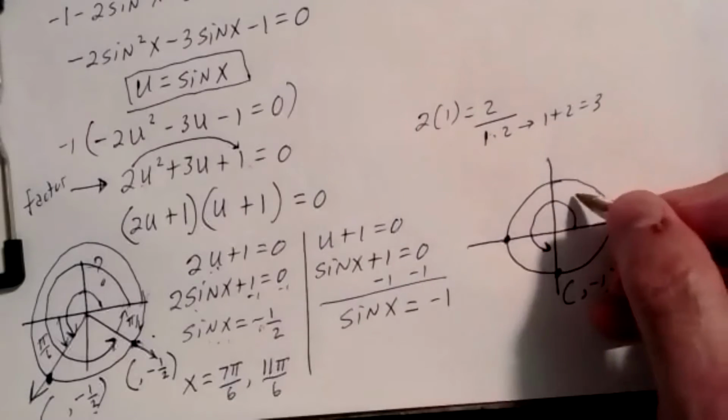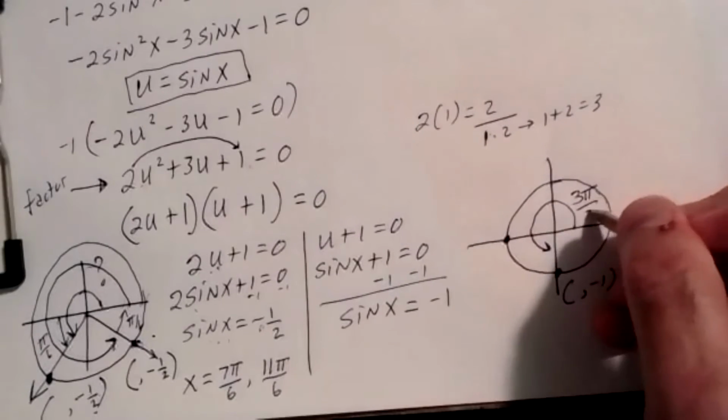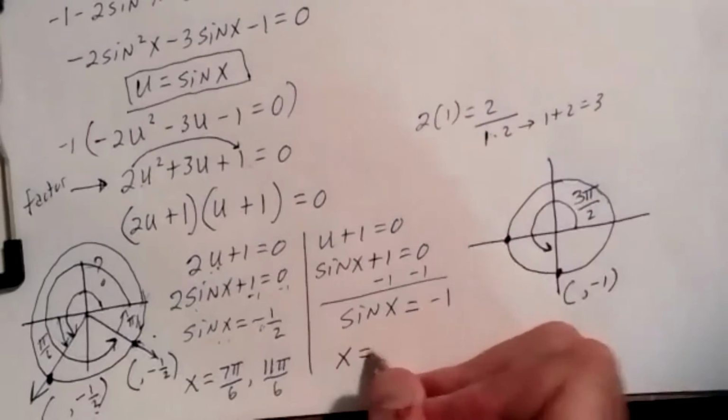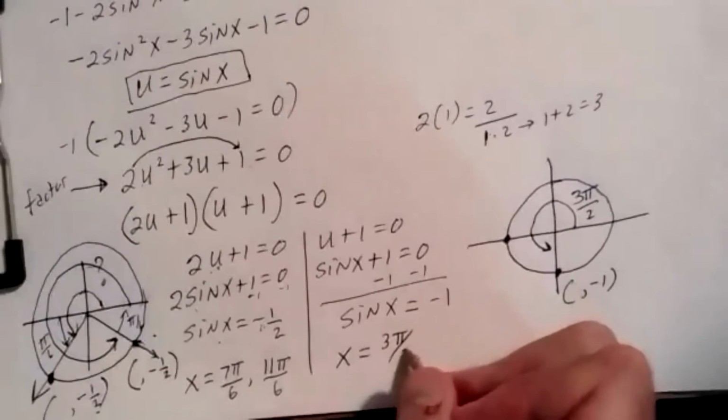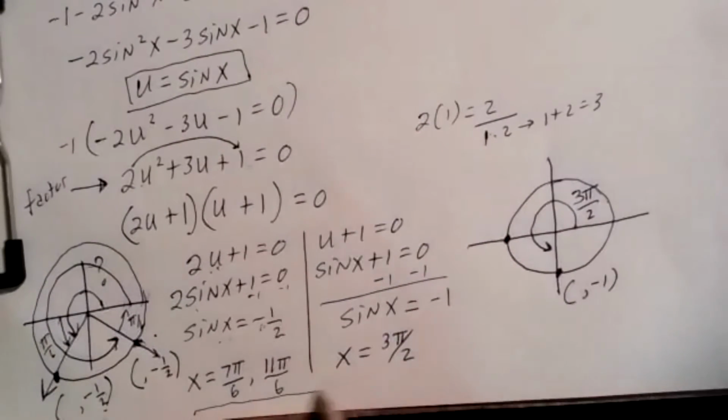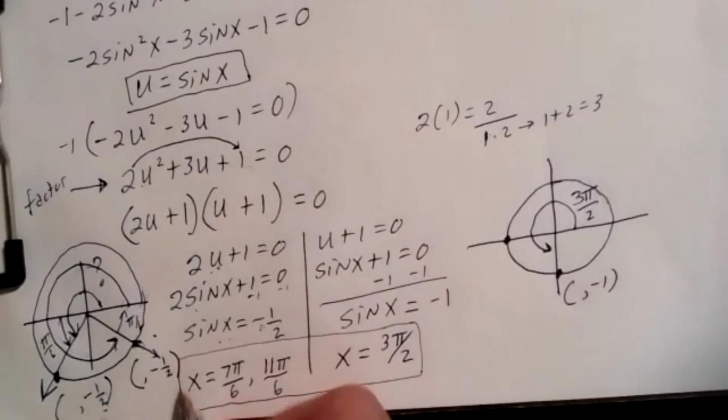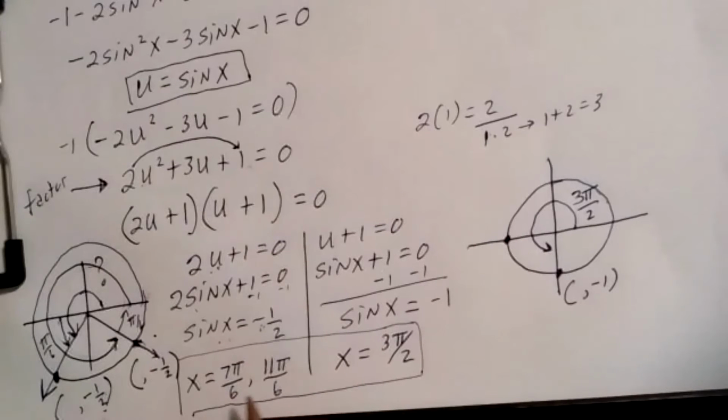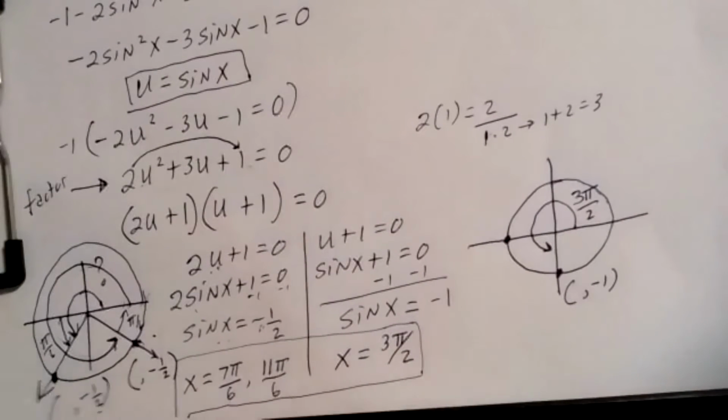This is 3 pi halves. And we're finally done with this problem. So these are all your solutions to that trigonometric equation there: 7 pi 6, 11 pi 6, and 3 pi halves. And we're done with this problem.